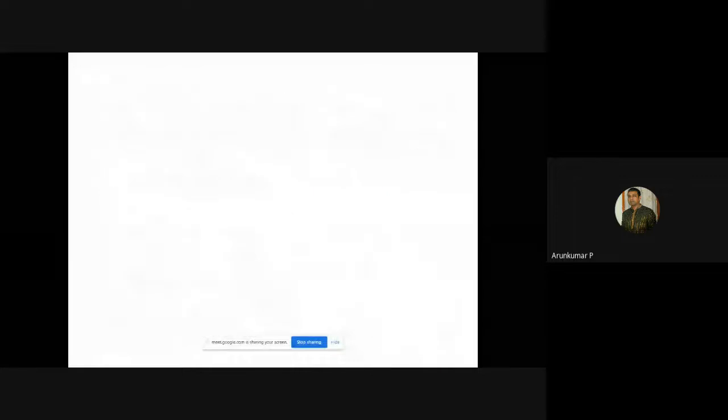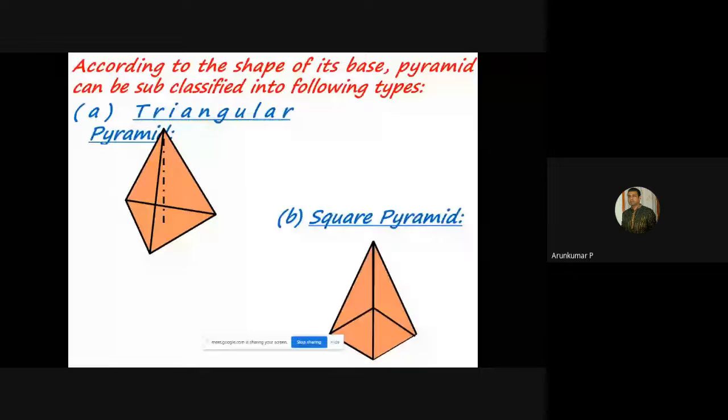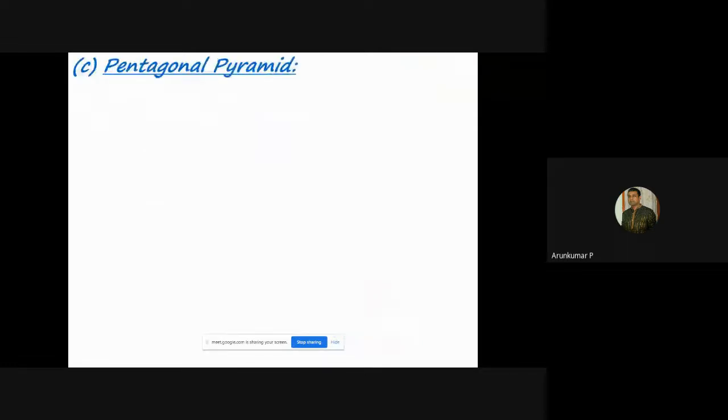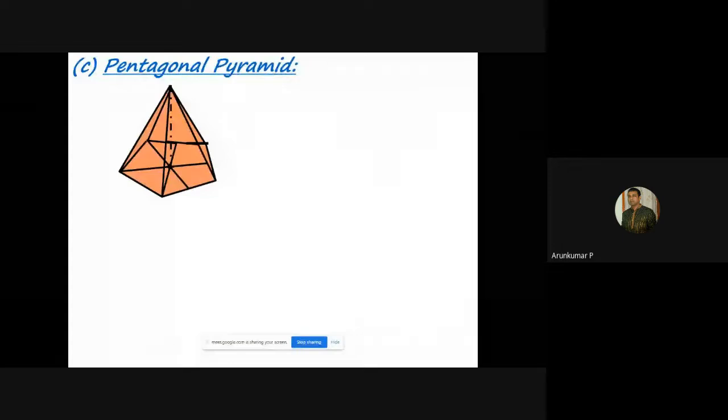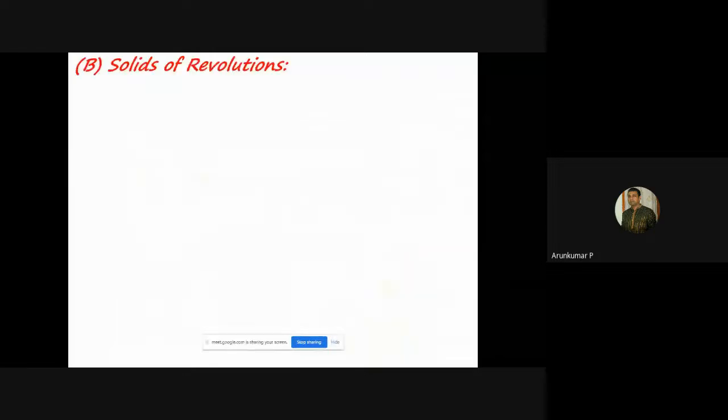Okay, so you have a triangular pyramid, you have a square pyramid. You can see for the square pyramid the base is a square and all the corners of the base are joined to a point which is called the apex or the vertex. Similarly, for the pentagonal pyramid, the base is a pentagon. All the corners of the base are joined to the vertex or the apex. Hexagonal pyramid, the base is a hexagon. All the corners of the base are joined to the vertex or the apex. So these are the different pyramids that you generally have.